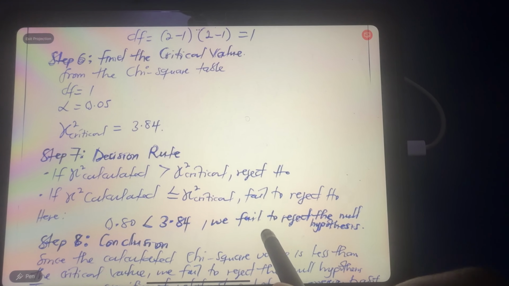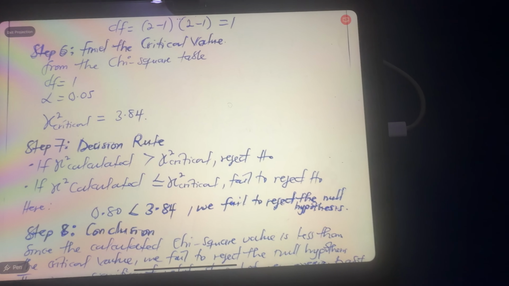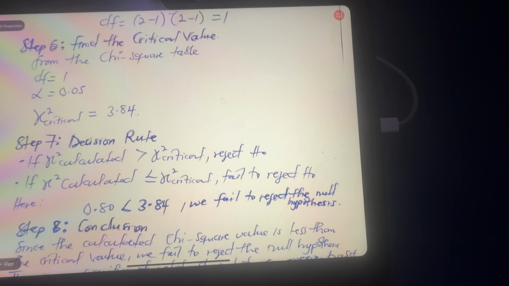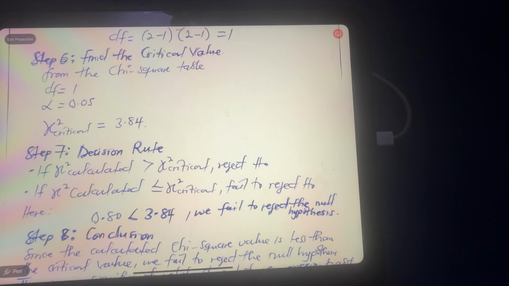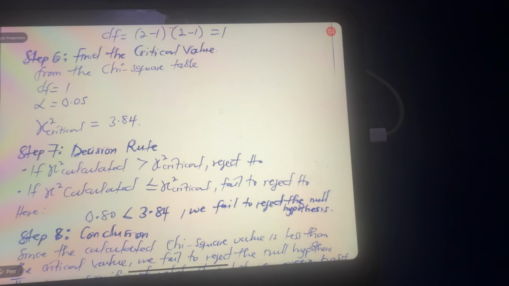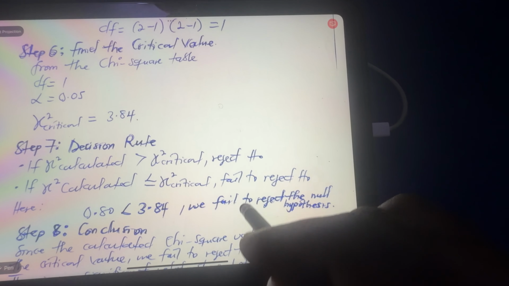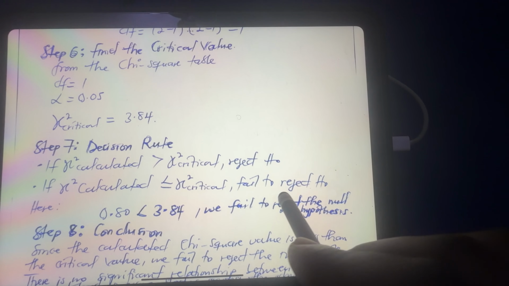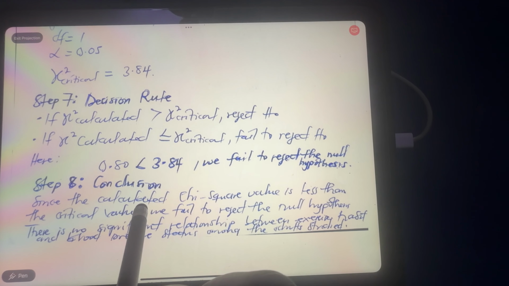So we fail to reject the null hypothesis, meaning that we've accepted the null hypothesis, and therefore, what does the null hypothesis state? It states that there is no relationship between two variables. Is that okay? So in this situation, our conclusion will be that we fail to reject the null hypothesis. And that will take us to step 8, where we will state the conclusion.